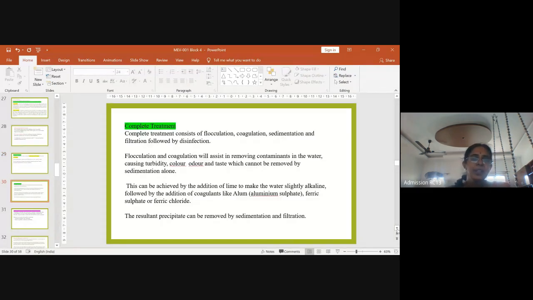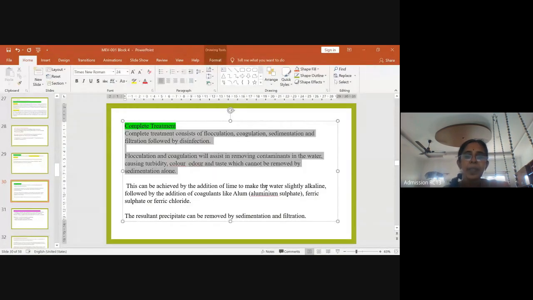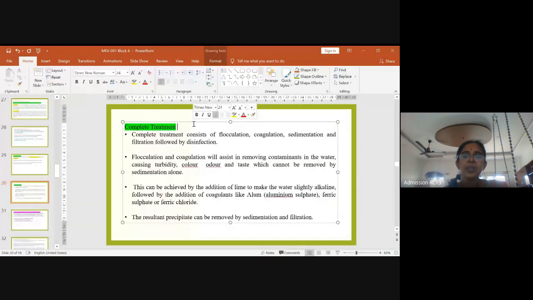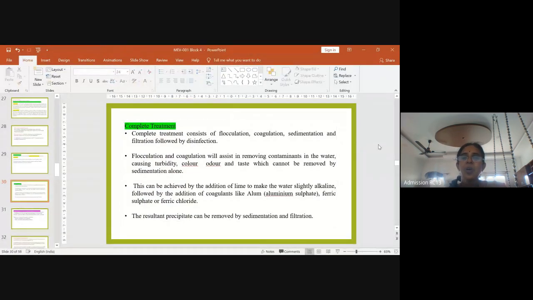So third one is the complete treatment. It is also called the tertiary treatment of water. This is the final stage of the treatment of water. Here the complete treatment consists of flocculation, coagulation, sedimentation, and filtration followed by disinfection. Flocculation and coagulation remove the contaminants in the water which cause turbidity and change in the color, odor, and taste, which cannot be removed by sedimentation alone.